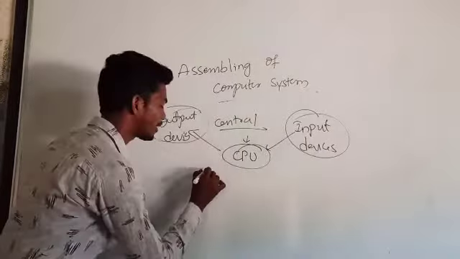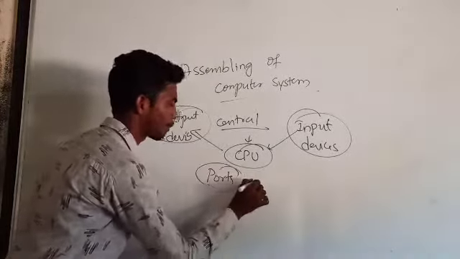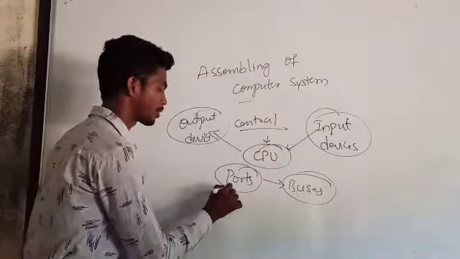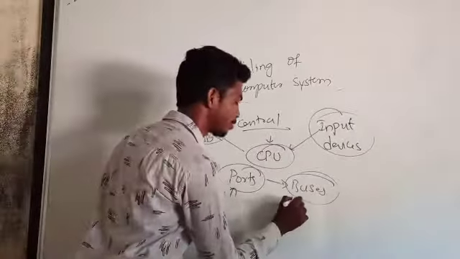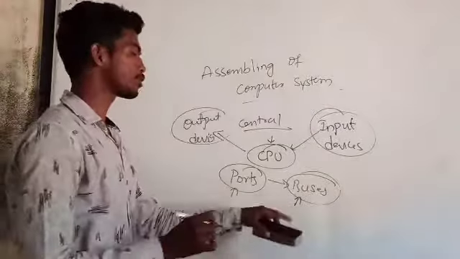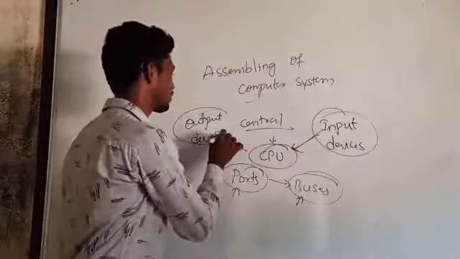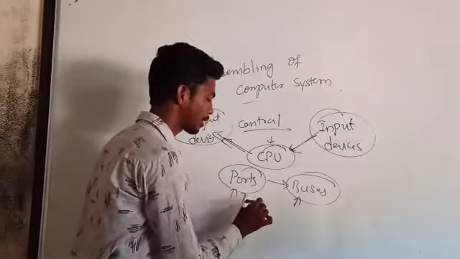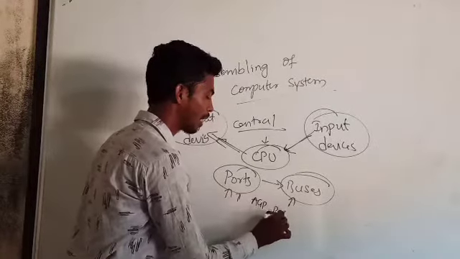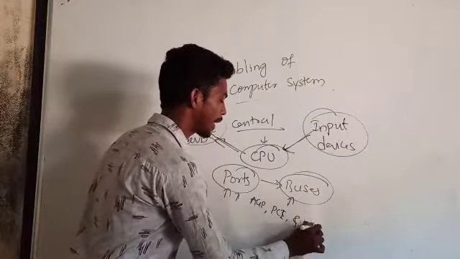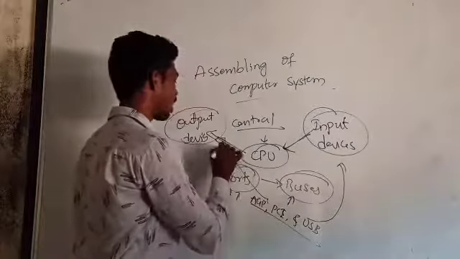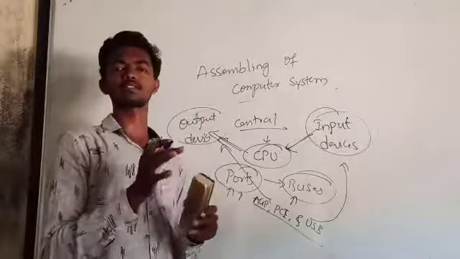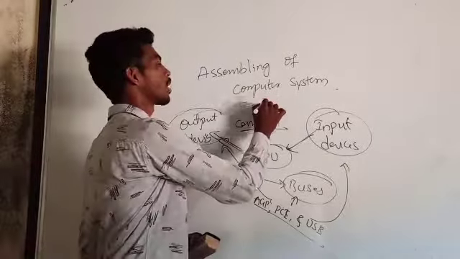This is done by the different ports and buses. You know what we mean by ports and buses: ports are the expansions on the motherboard, and buses are parallel wires connecting the CPU with the input devices as well as the output devices. Nowadays we get different types of ports, for example AGP, PCI and USB, for connecting different types of input and output devices. Assembling a computer system refers to the connections made between the different components of a computer system.